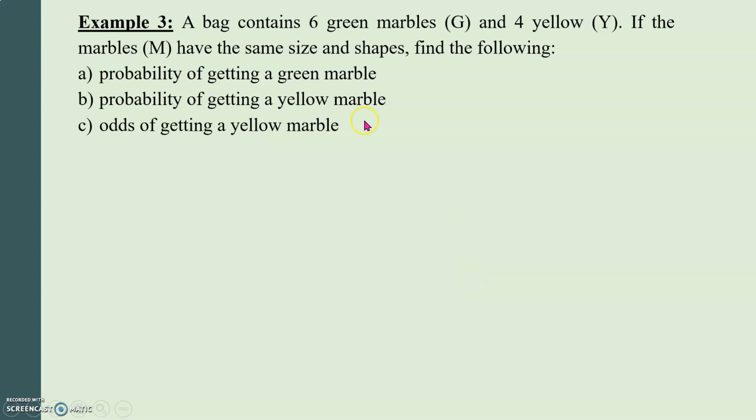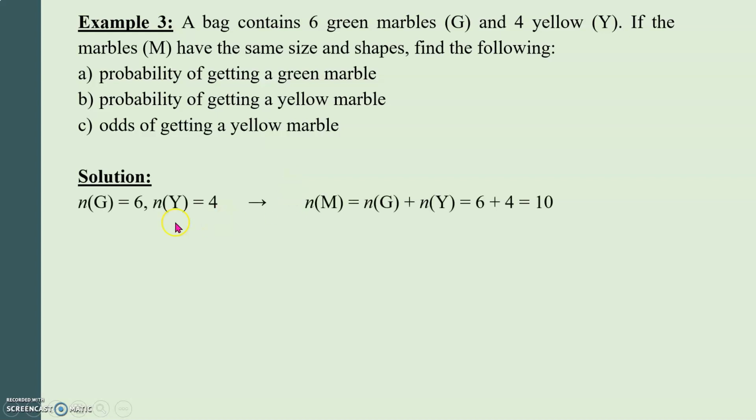Example, let's have this one. A bag contains 6 green marbles, denoted as G, and 4 yellow marbles, Y. If the marbles have the same size and shape, find the following: the probability of getting a green marble, the probability of getting a yellow marble, and the odds of getting a yellow marble. First, the number of green marbles in the bag is 6. The number of yellow marbles in the bag is 4. And the total number of marbles inside the bag is 10.